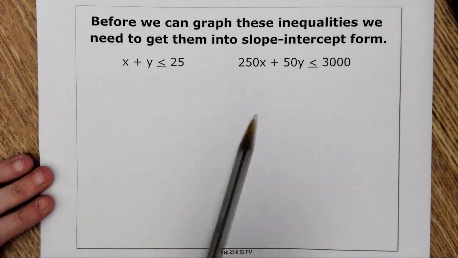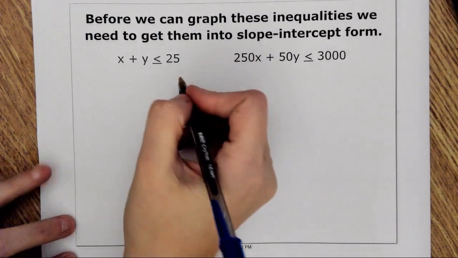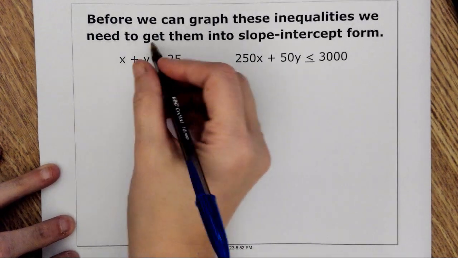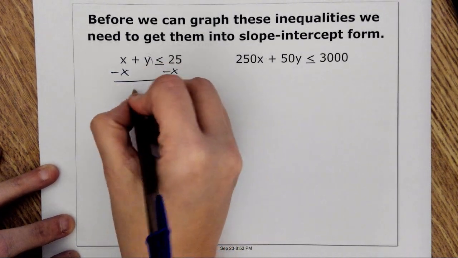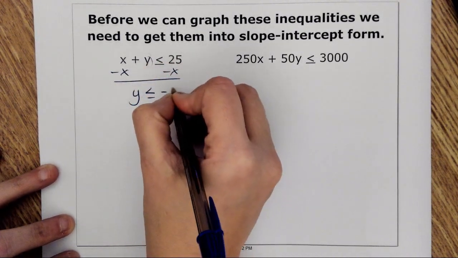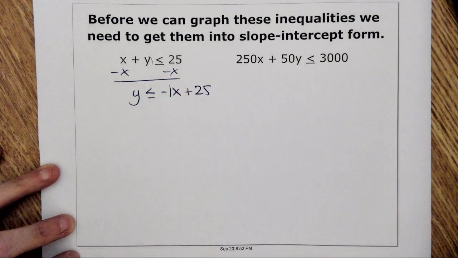Before we can graph these, they have to be in slope-intercept form, and we have talked and talked and talked about this, okay? So to turn this one into slope-intercept form, I need to get y by itself. So I'm going to subtract x from both sides. I have y less than or equal to negative x plus 25. And again, if you want to put the invisible 1 there, you can.